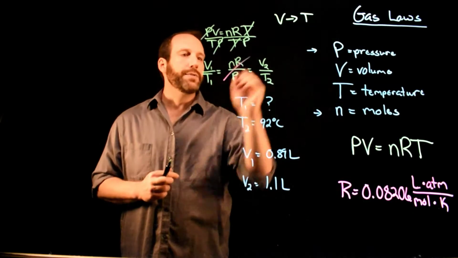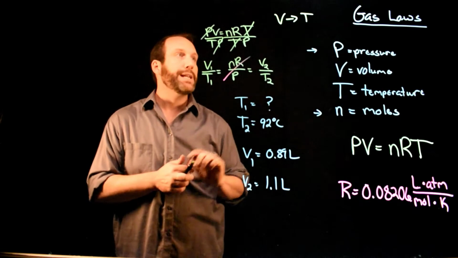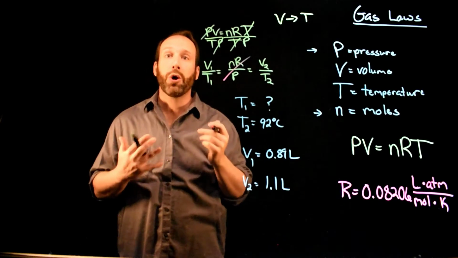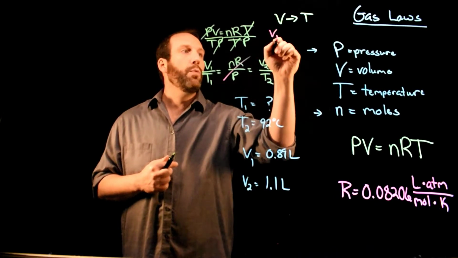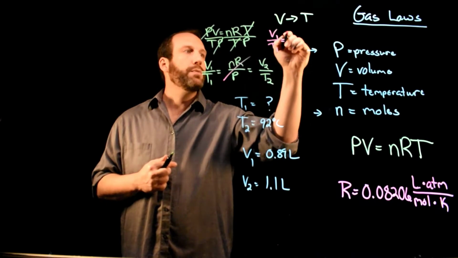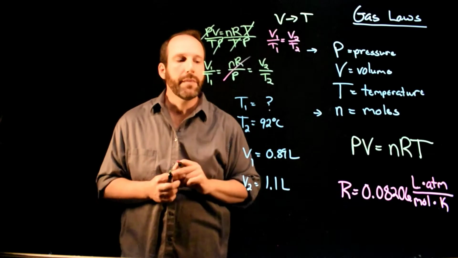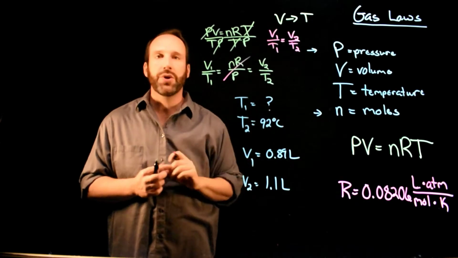So we can cancel this stuff out that's in the middle, and we can say that this relationship between V and T, what's called Charles' law, is V1 over T1 is equal to V2 over T2, right? And so that's what we'll use to solve this problem.